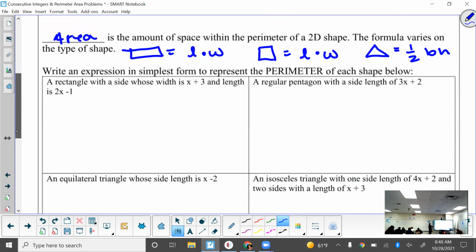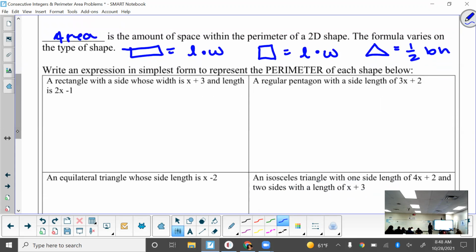All right, down here, we are going to write an expression in simplest form to represent the perimeter for these first four. Starting with a rectangle whose width is x plus 3 and length is 2x minus 1. I always draw a picture, even though you probably don't need the picture. So the width is x plus 3 and the length is 2x minus 1. And we're told to find the perimeter.